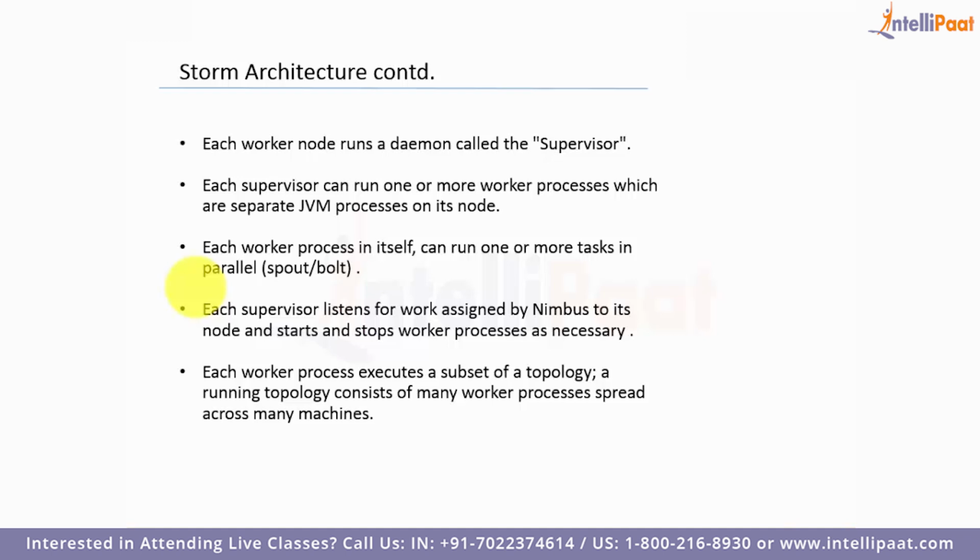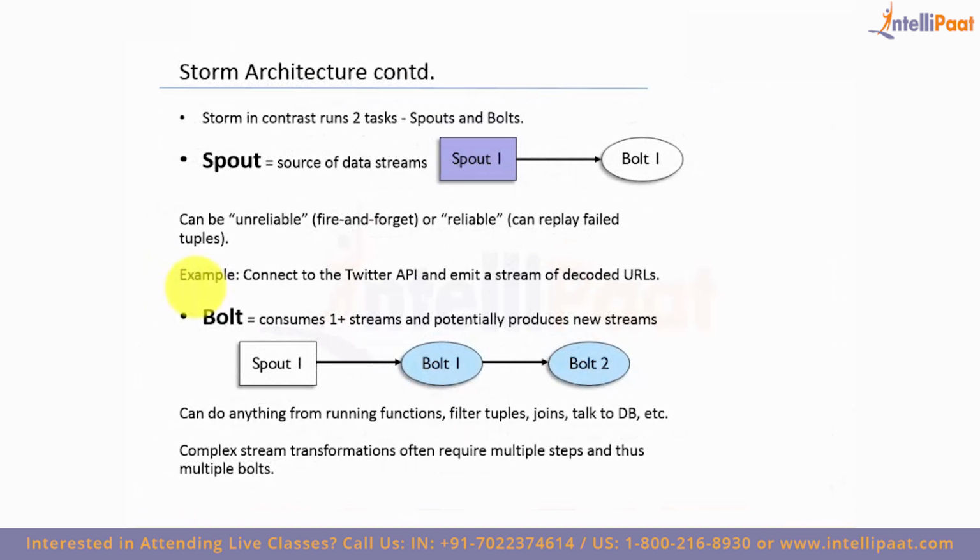Please mind that Nimbus is the daemon or the process which is running on the master node. Also, each worker node process executes a subset of a topology. A running topology consists of many worker processes spread across many machines. Moving ahead, let's have a detailed discussion about spouts and bolts.